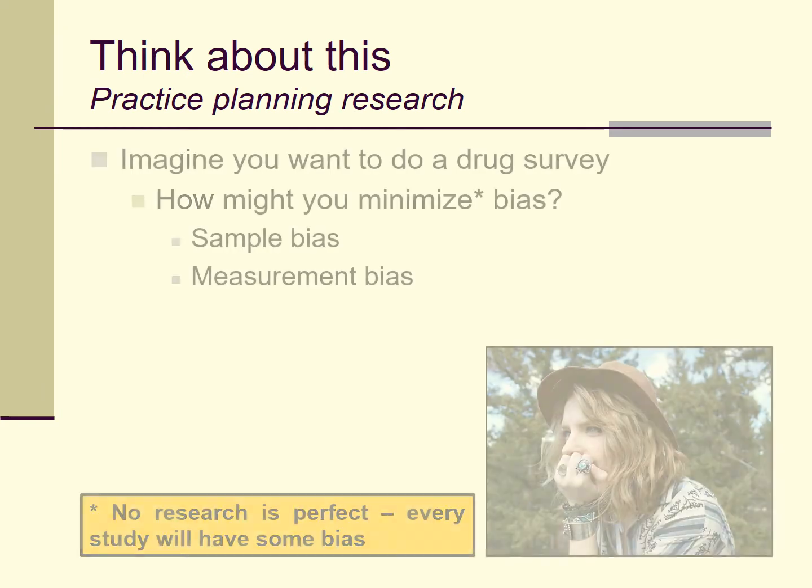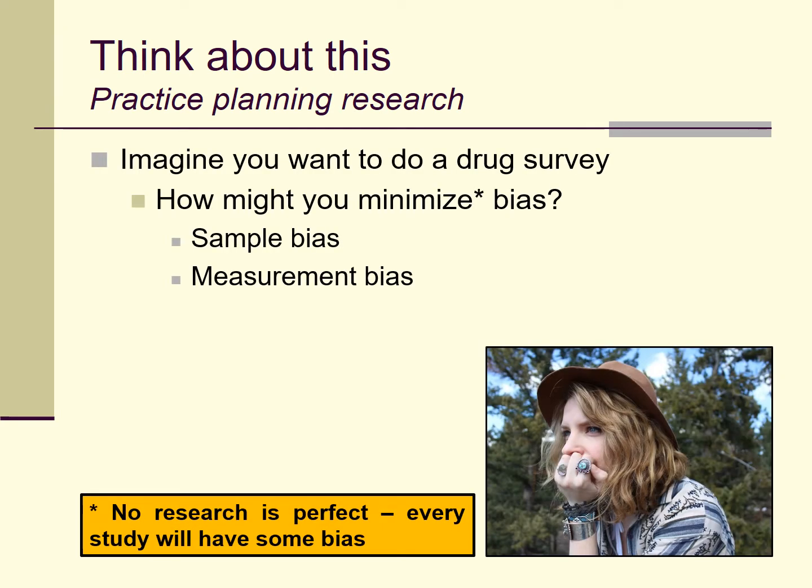What I'd like you to do now is imagine that you are doing survey-based research on rates of drug use. Try to imagine how you might minimize the bias in your research, minimize the sample bias and minimize the measurement bias. And I'm using the word minimize here deliberately because, of course, no research is perfect. There's no way to make bias disappear or make it equal zero, but there may be some ways to minimize these two types of bias. And I think it's good to practice thinking about how you might do that.